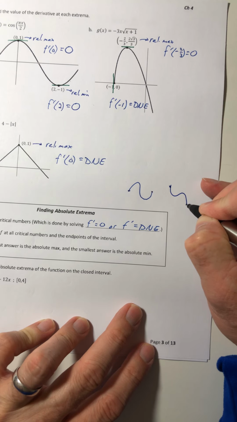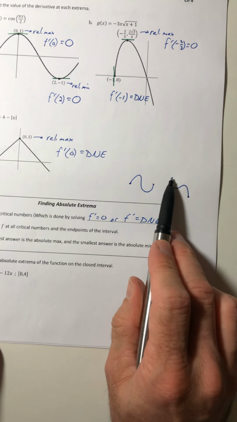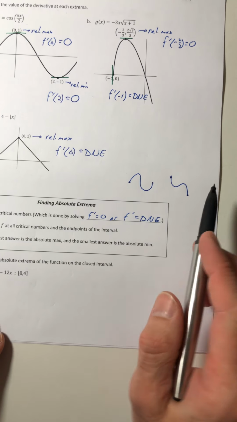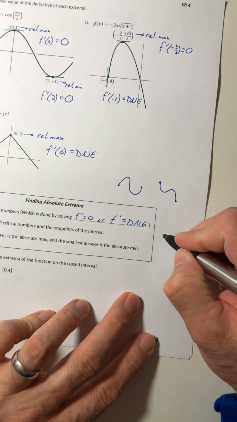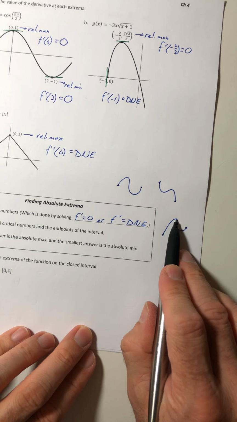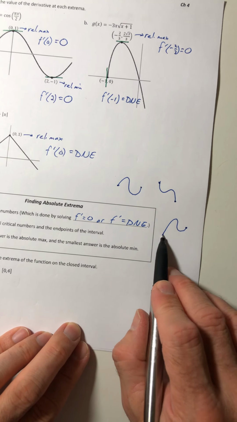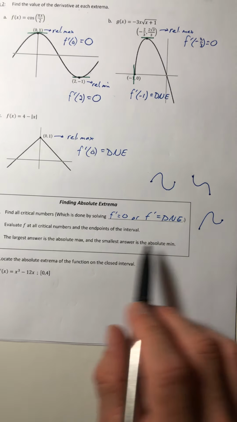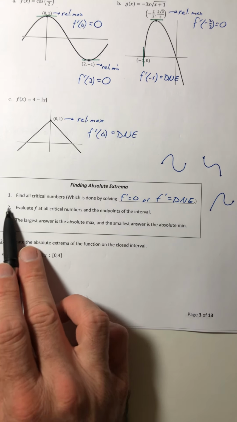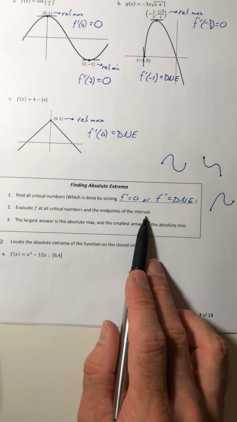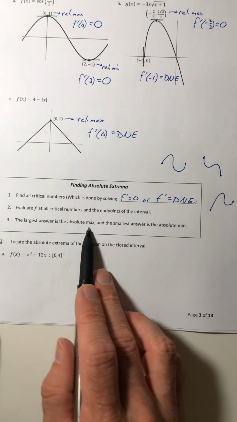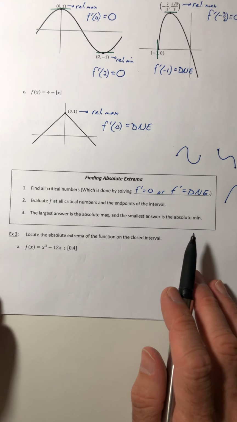So something like that. So the endpoints would yield the absolute highest and the absolute lowest, or the critical numbers might, or you might have a combo. Like that, where the critical number here would be the absolute max, but the endpoint would give you an absolute min. So you gotta test the critical numbers and the endpoints as well. So once you've evaluated them all, then just compare them. The largest answer is the absolute max and the smallest is the absolute min.